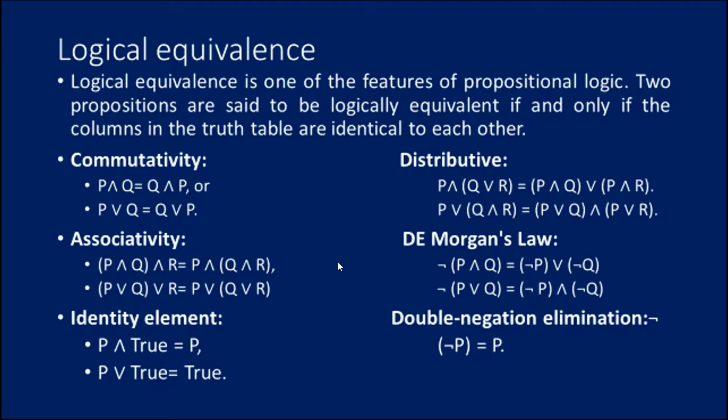De Morgan's law we can say as not (P intersection Q) equal to not P union not Q, and not (P union Q) equal to not P intersection not Q. Double negation we can say as not not P equal to P. So this is what is meant by logical reasoning. Limitation: we can't represent in propositional logic statements like all girls are intelligent or some apples are sweet. All these things we cannot represent using propositional logic.